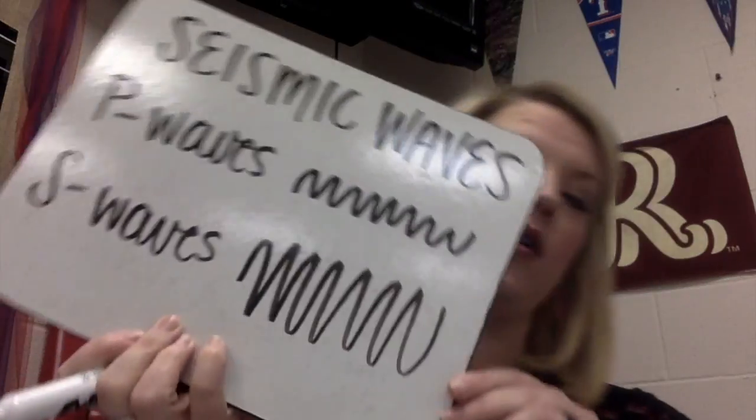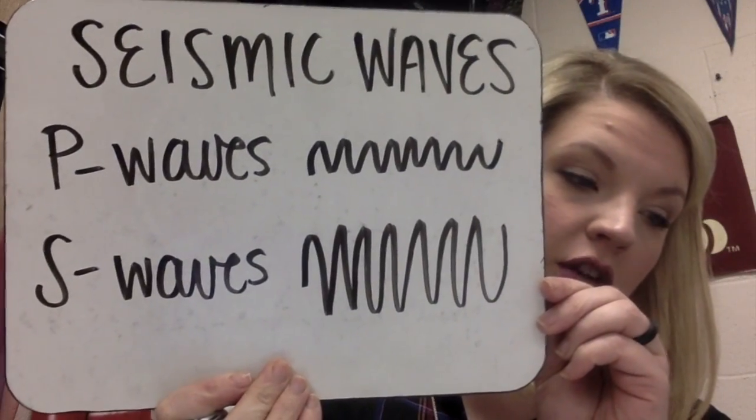So P waves are going to be really low amplitude and high frequency. And then S waves are going to be really high amplitude, high frequency. So kind of like this. They're going to be a little larger.